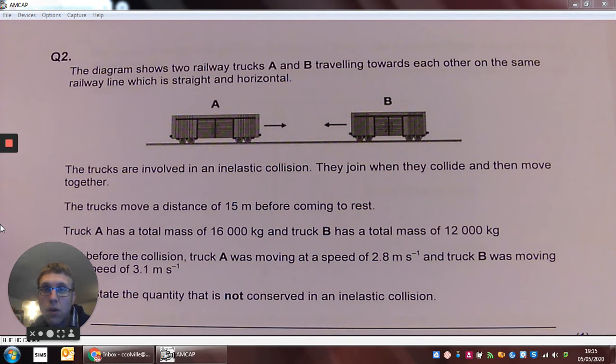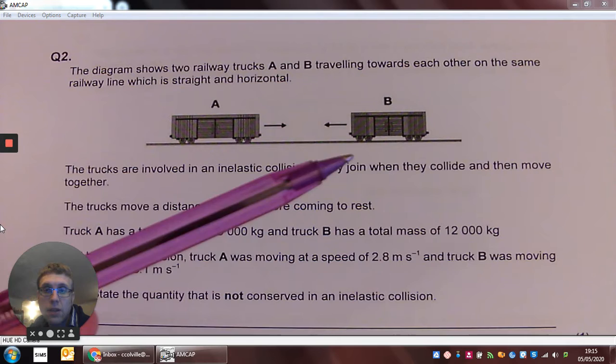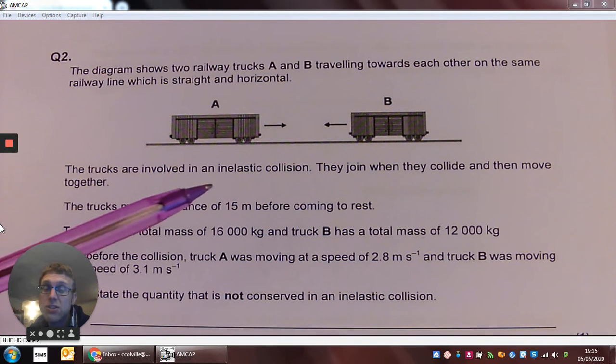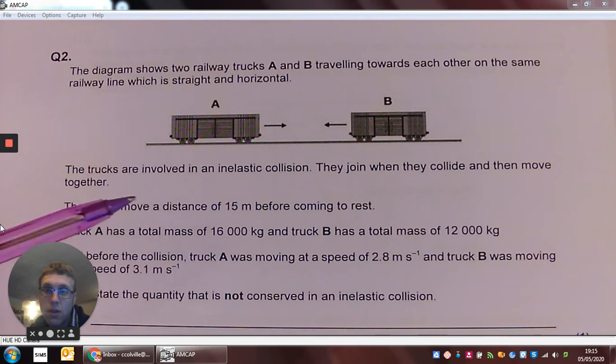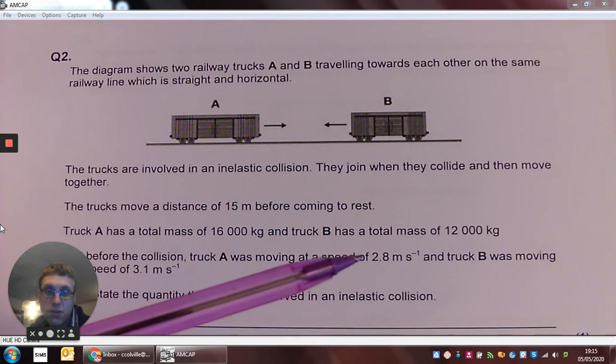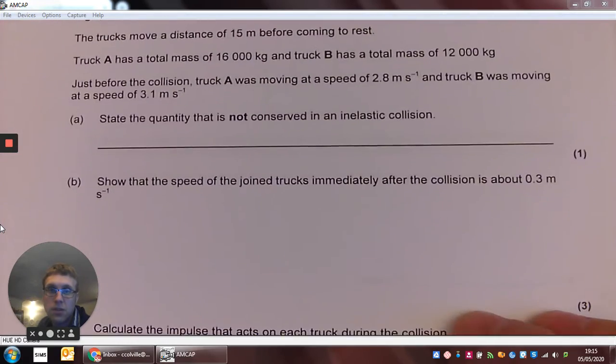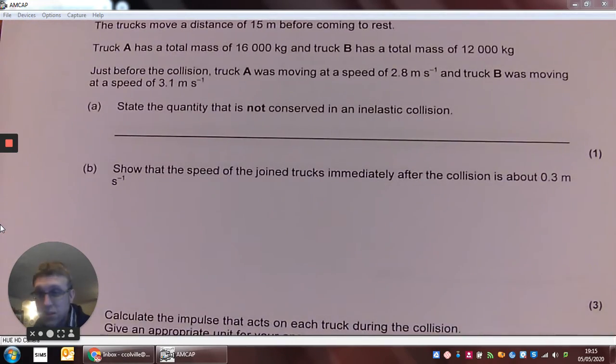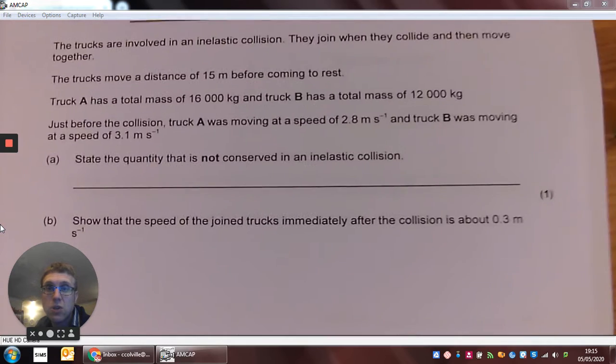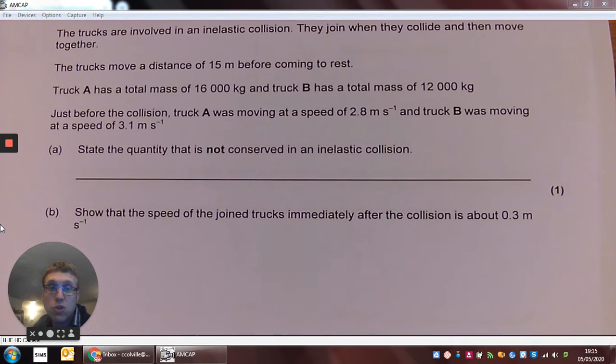The second one, well, I've got a collision. Now, this is an inelastic collision, so energy is not going to be conserved, so I can't use any kind of energy calculations. But what I have got are masses, I've got velocities, so this is all about momentum. So in an inelastic collision, energy is not conserved, but momentum always is. Show the speed of the trucks they join together immediately after collision is about 0.3 meters per second.